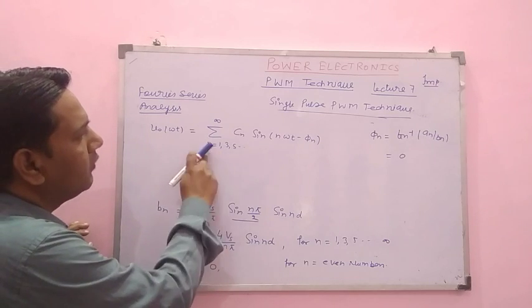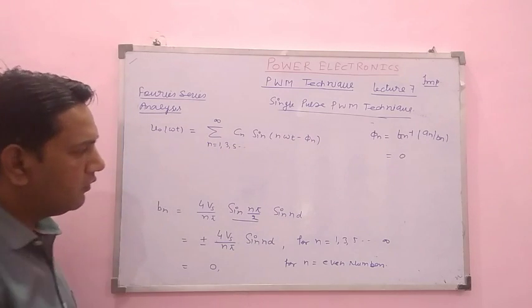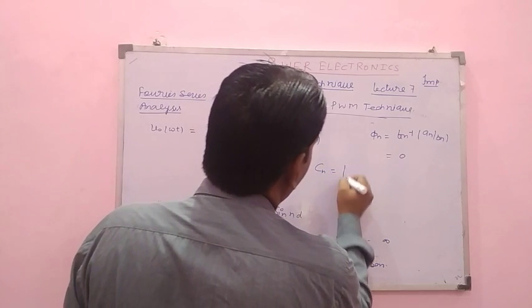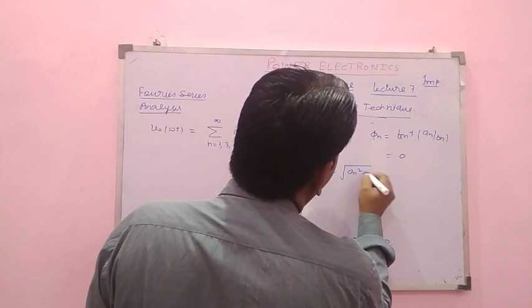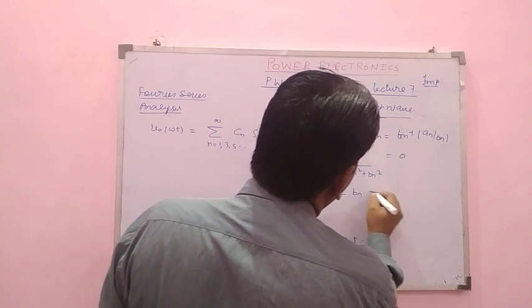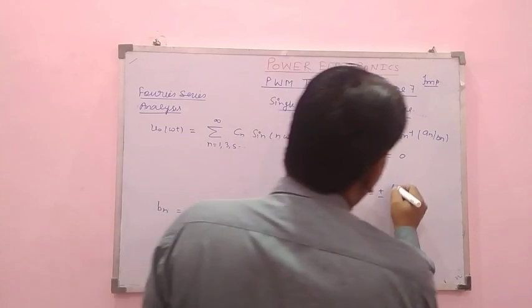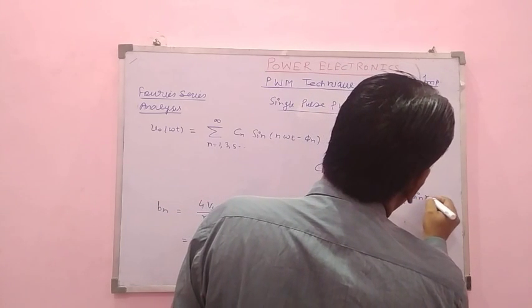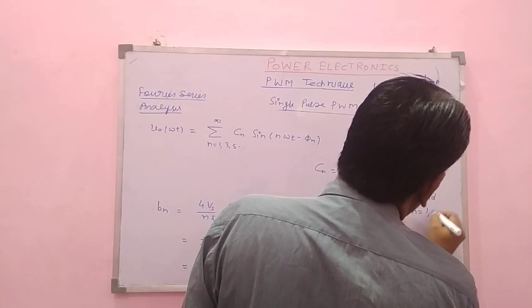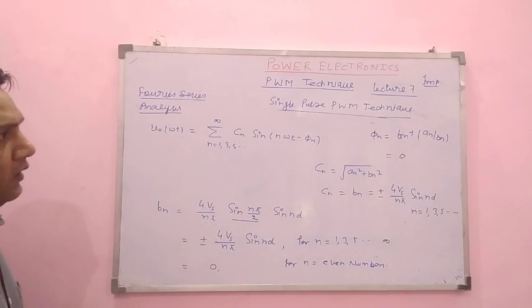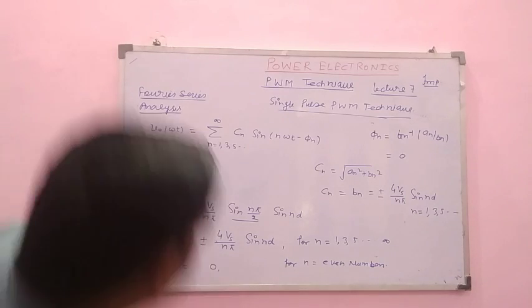Here we have taken odd numbers because we are getting Bn for odd numbers, and Cn is what? Cn is equal to under root an square plus bn square. So Cn will be ultimately equal to Bn, that is equal to plus minus 4Vs upon n pi sin n d, for n is equal to 1, 3, 5 up to infinite. And phi n is 0.